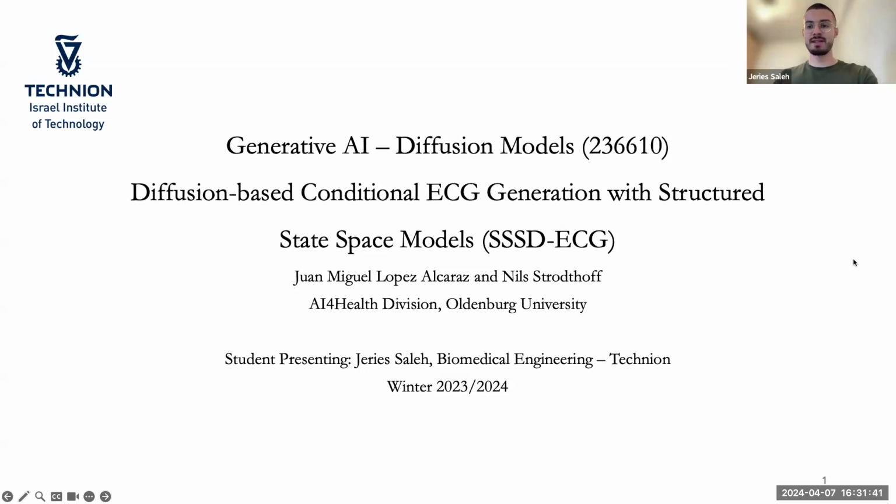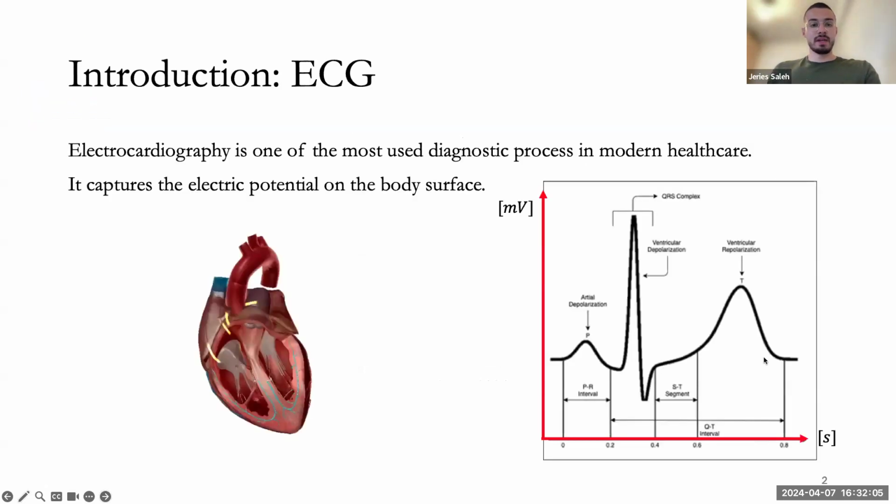Hi, hello all. My name is Jeris. And this is the main paper that I'll be presenting, as it will serve as a backbone for this work. It is a diffusion-based conditional ECG generation with structured state space models. And before diving into diffusion models, I think it will be helpful to discuss the data that we are working on. So I'll be beginning with a brief introduction about the ECG.